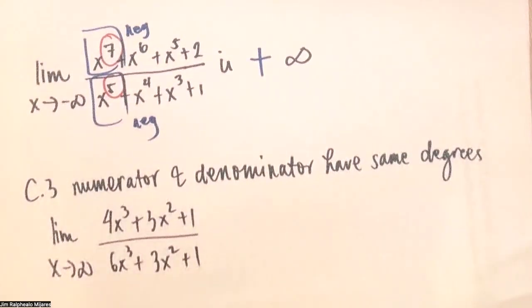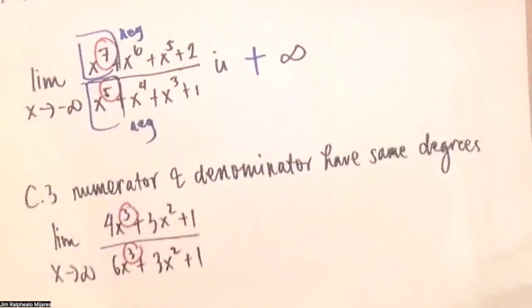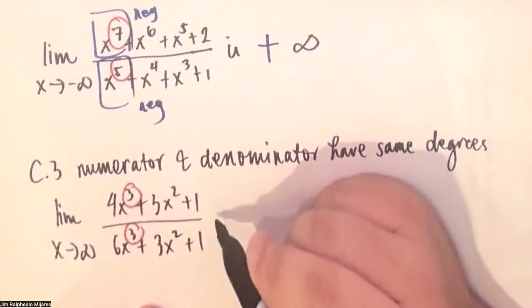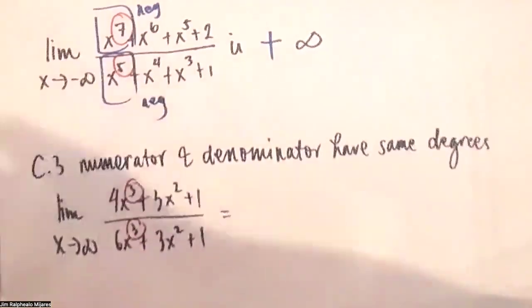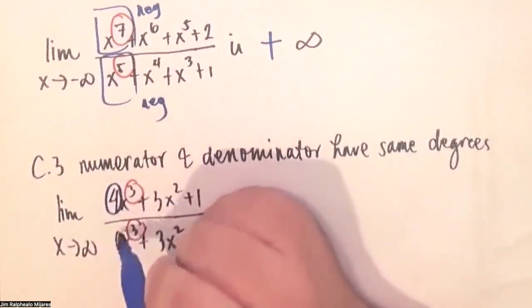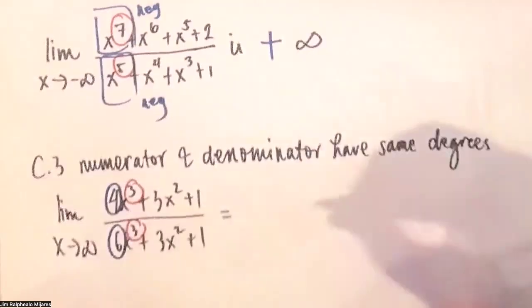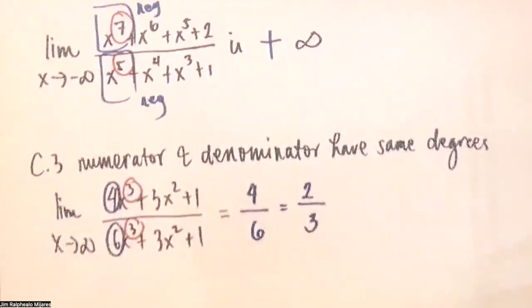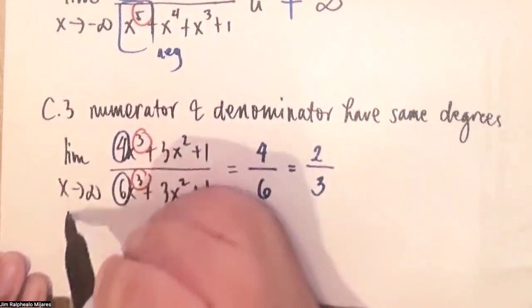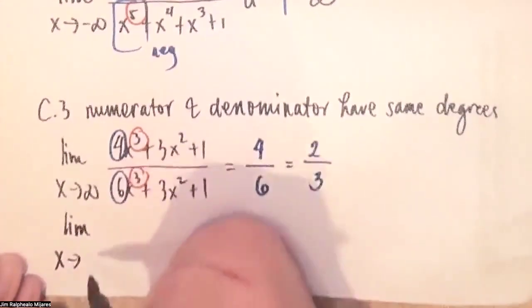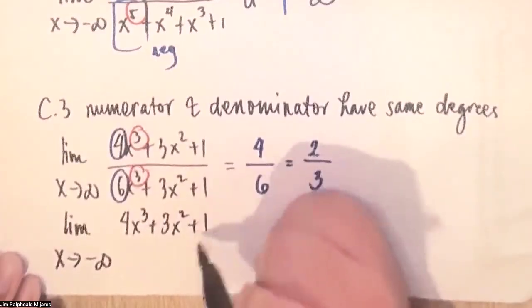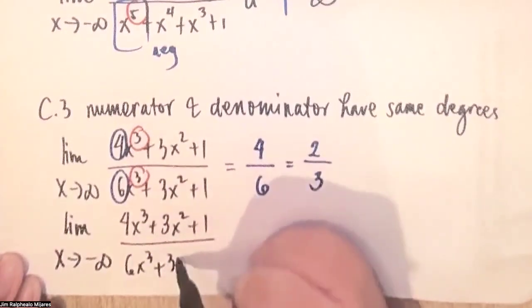Notice that they're the same. They're both to the 3rd power. So the shortcut here is just look at the coefficients. And it's just going to be 4/6. It's just 2/3. Okay. This is also the same if it's negative infinity. Let's say 4x cubed plus 3x squared plus 1 all over 6x cubed plus 3x squared plus 1.